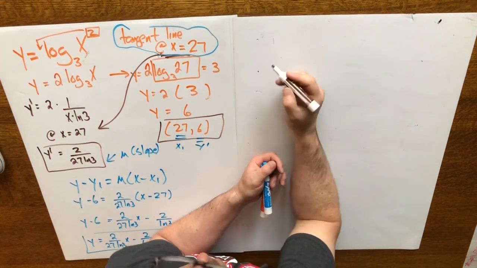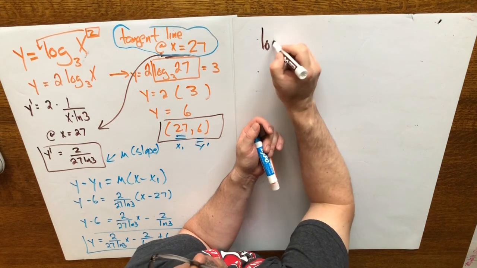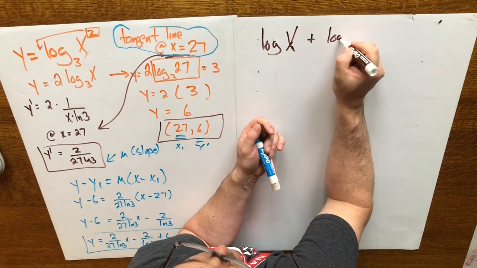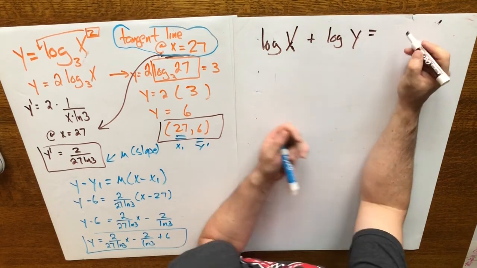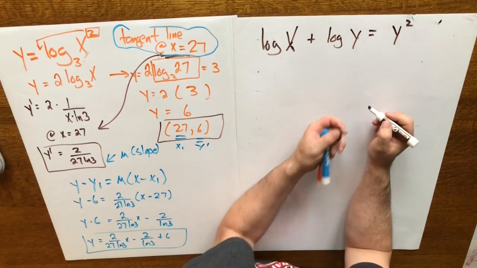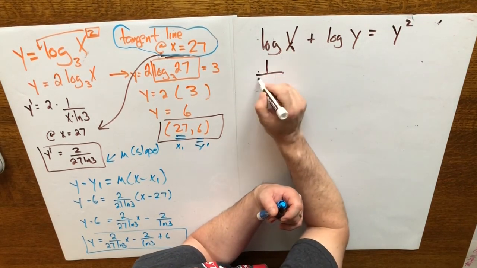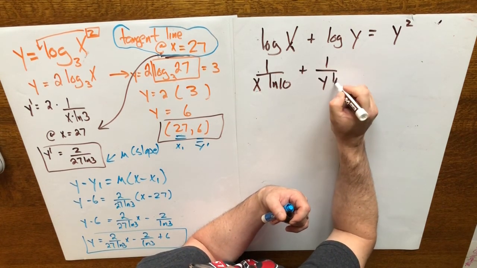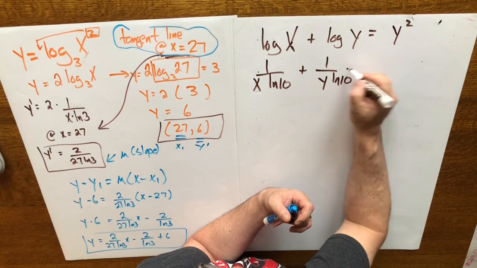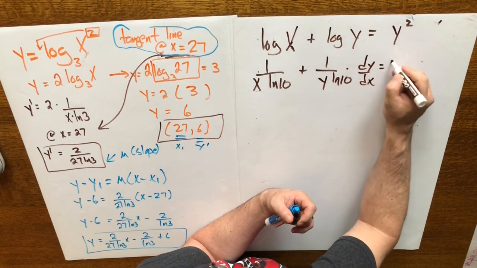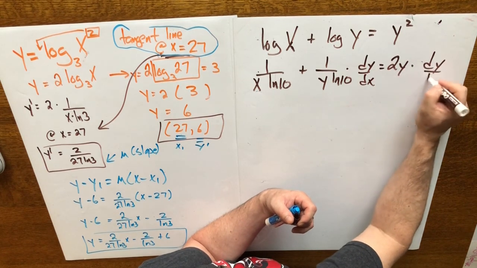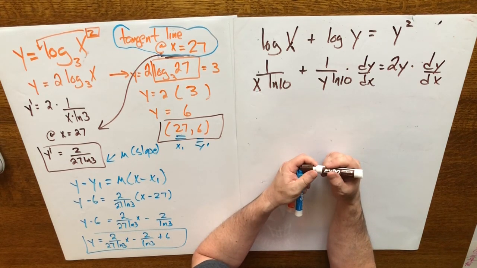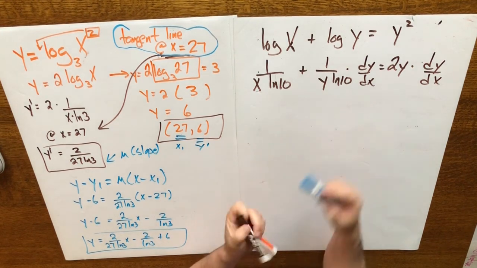So one last one here. Let's try the log of x plus the log of y equals y squared. Now that's an implicit differentiation. 1 over x ln 10 plus 1 over y ln 10 times dy over dx equals 2y times dy over dx. So we started with an implicit function, and we took its derivative. You can see dy over dx in there.